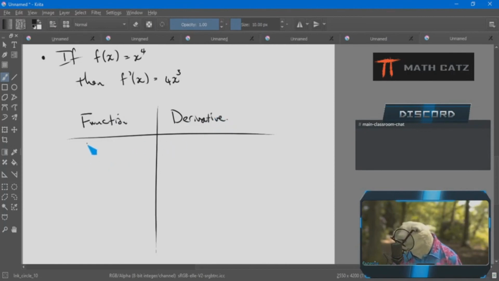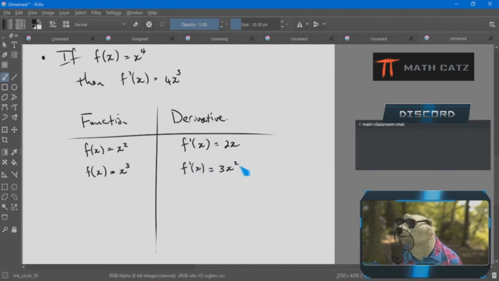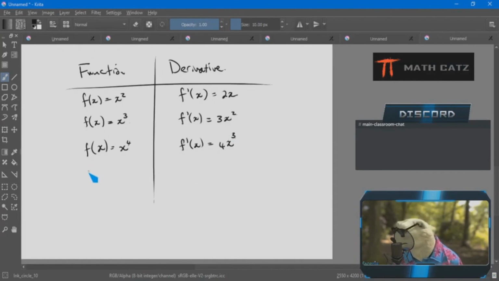Original function, f of x, x squared. Derivative is 2x. Original function, x cubed. Derivative, 3x squared. Original function, take my word for it, do it if you want to, absolutely. Go through the motions. The limit definition just gets longer and longer and more tedious. But I have to do it to convince myself. I have done it. So feel free to do it as well. I get 4x cubed. Let's do one more.